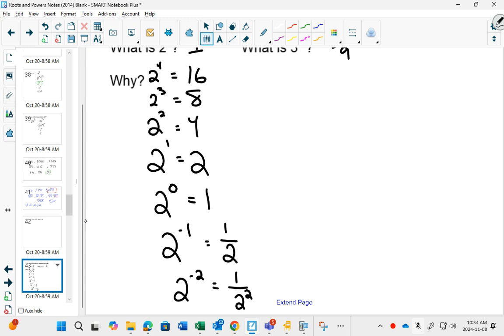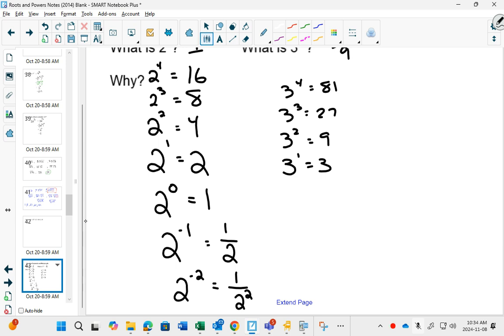Does this work with other numbers? Let's check. Let's check if I started with a base of 3. 3 to the 1 is 3. 3 squared is 9. 3 cubed is 27. 3 to the 4 is 81. I'm doing the same pattern, right? I'm going up by 1 exponent, and with powers of 3, I multiply by 3.